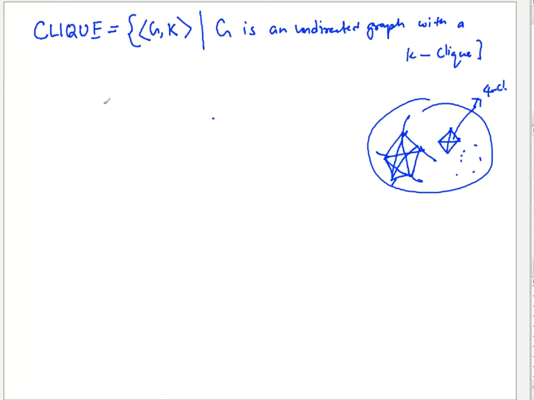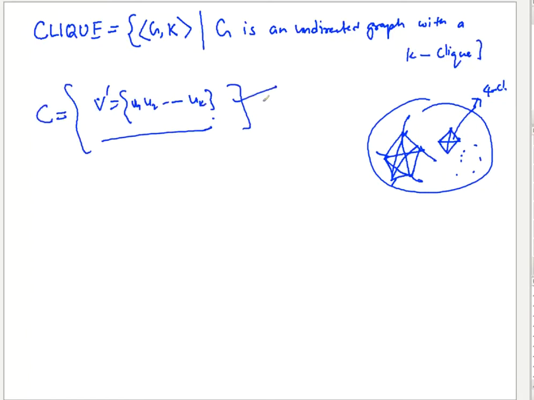Because if someone gives you that set of nodes V', where you have u1, u2 up to uK nodes, and this is a certificate, someone comes and claims that because of these K nodes, the graph G and K is a member of this language CLIQUE. In other words, G has a clique of size K because of these K vertices. Verifying that is very trivial and it can be done in polynomial time. How can you do it? You just have to do the following.